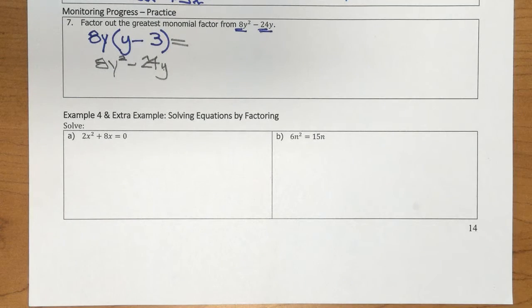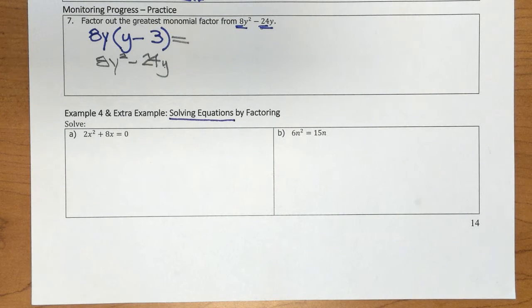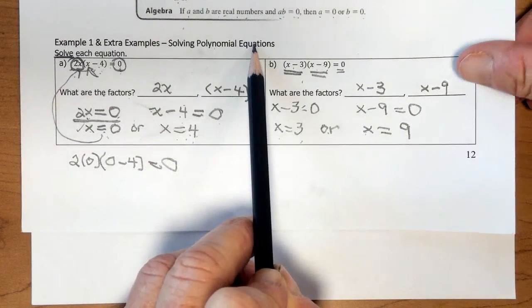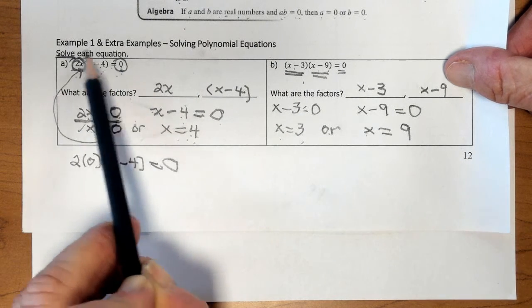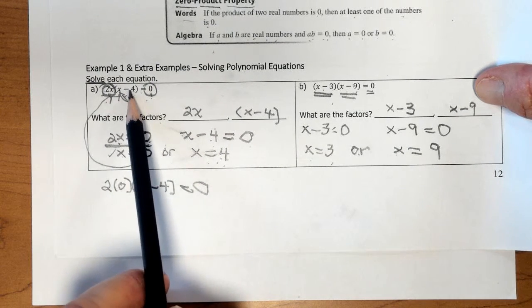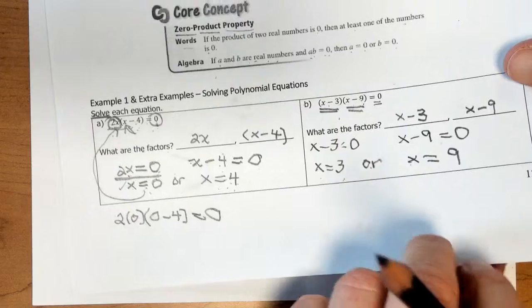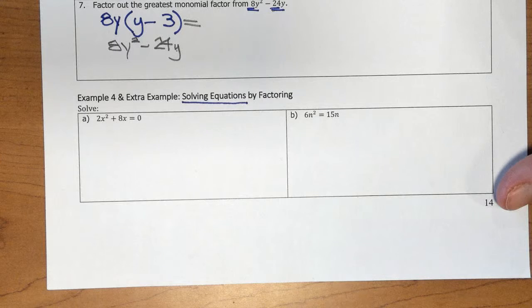So now we need to solve equations by factoring. One of the things I want you to remember is, back in example 1 when we needed to solve a polynomial equation, what did we have it equal to? We had it equal to 0. So in order for me to be able to solve, I need it to look like 2 factors, and I need it set equal to 0. And you're going to see a variety of examples in this next example 4 about solving equations by factoring.